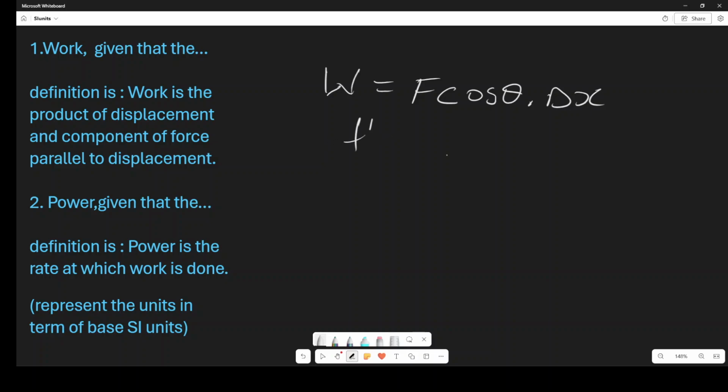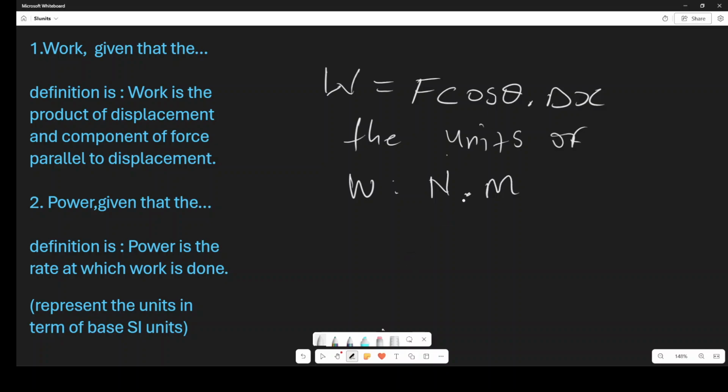Okay, so the units of work are, well, note that cosine theta is just a number, so it's dimensionless. It does not have any units. So the only units we have here will be the units for force, which is newtons, times the units of displacement, well, that is meters.